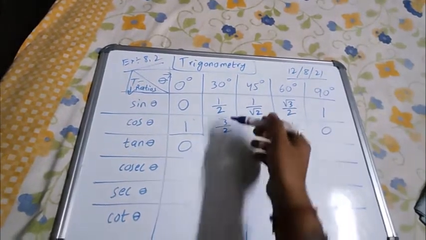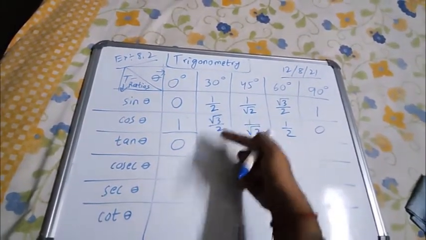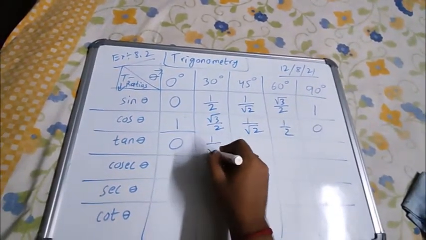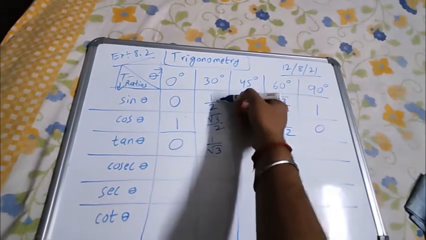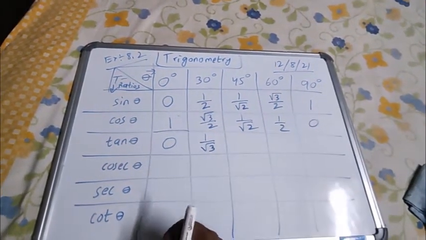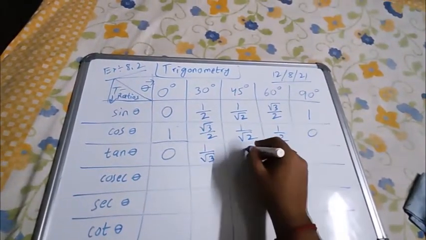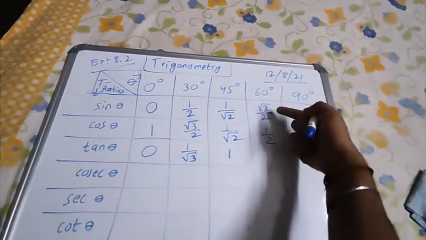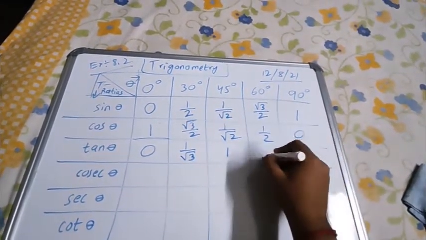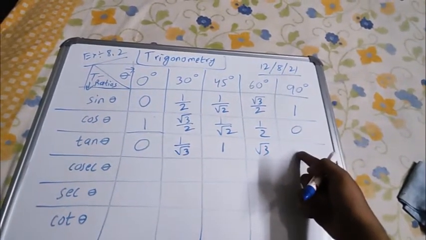Next, sin theta by cos theta: 1 by 2 divided by root 3 by 2. So 2 and 2 gone. 1 by root 3 will be the answer. Next, 1 by root 2 divided by 1 by root 2, answer will be 1. Next, root 3 by 2 divided by 1 by 2. Answer will be, 2 and 2 gone, so only root 3.